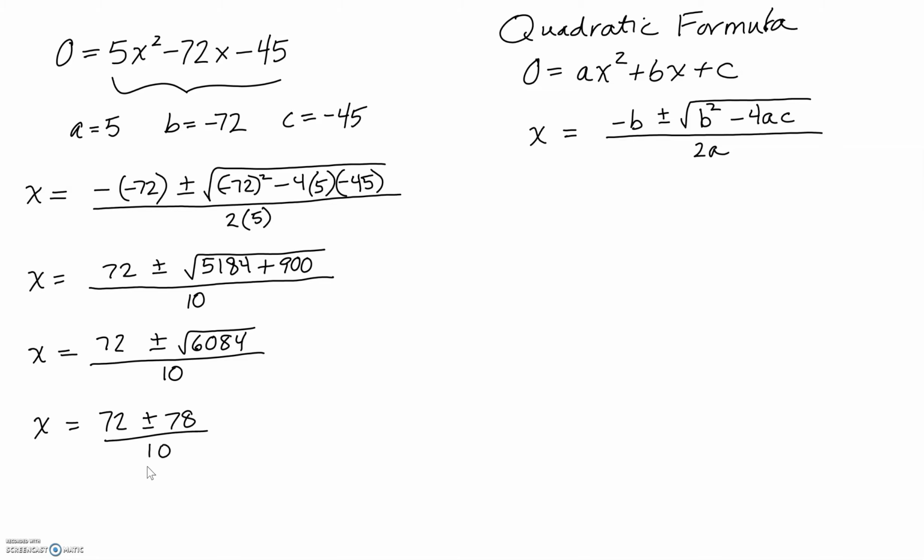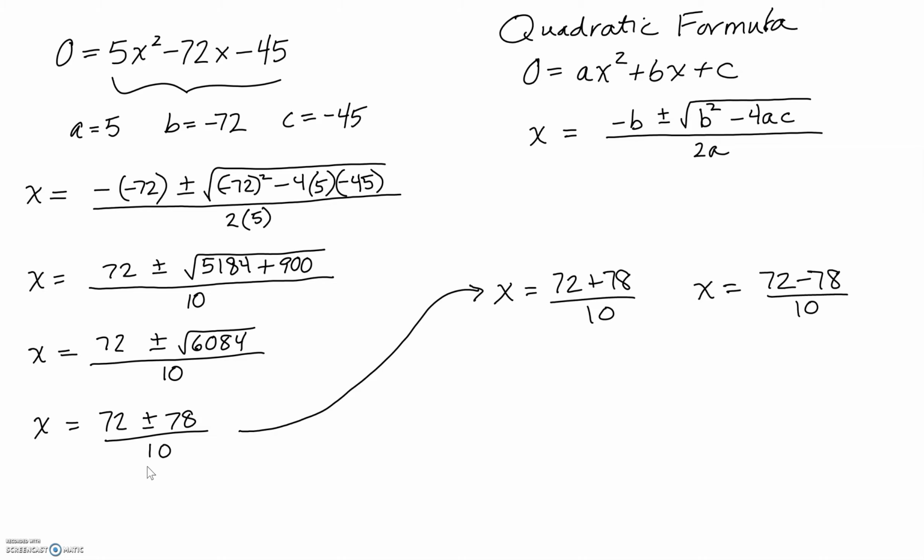And that's all over 10. Now, once you get down to this stage, the plus or minus gives you the two different answers in the following way. x is equal to 72 plus 78 over 10 as one of your answers. And as the other, use the minus: 72 minus 78 over 10. So finishing each of these calculations, 72 plus 78 is 150 over 10, which is 15. And the other one, 72 minus 78 is negative 6 over 10, and simplifying, that would be negative 3/5.